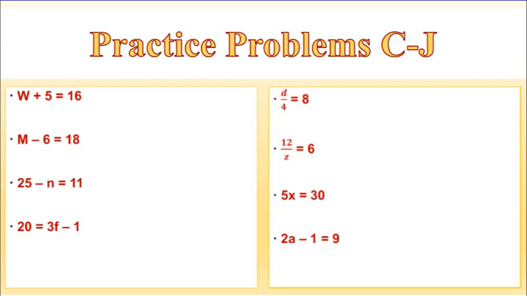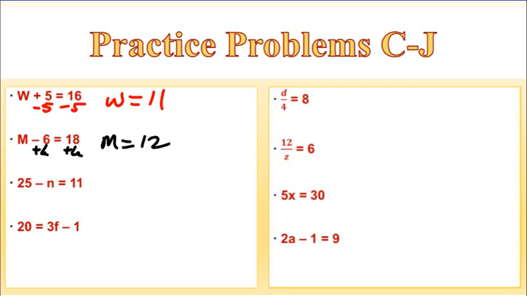So w plus 5 equals 16. To find out what w equals, I subtract 5 on both sides. W would have to equal 11. Next one: to get m by itself, I add 6 to both sides. M would equal 12.